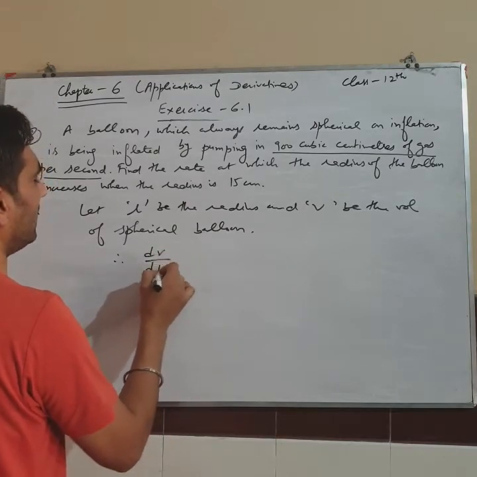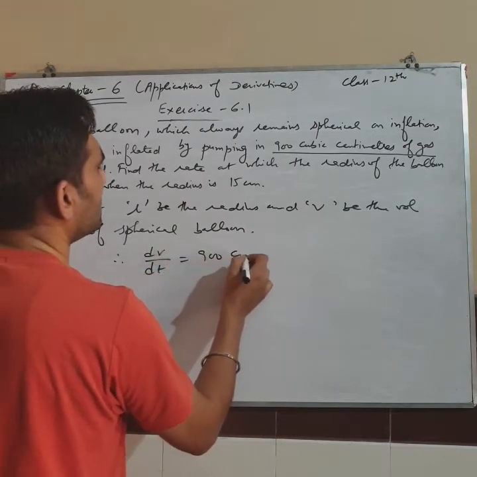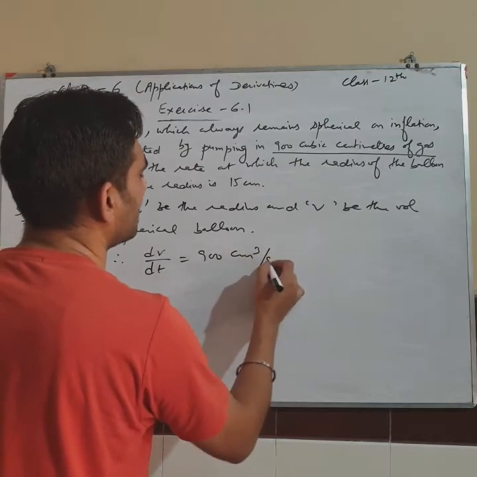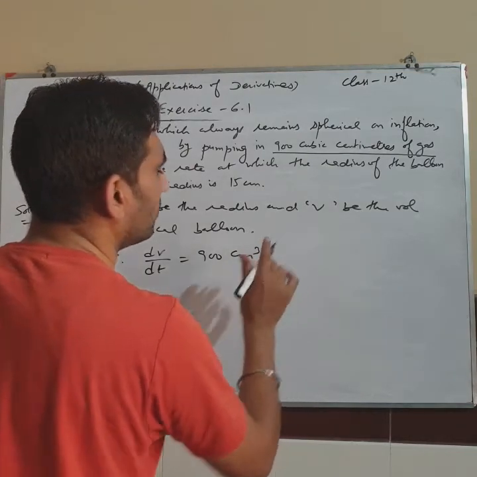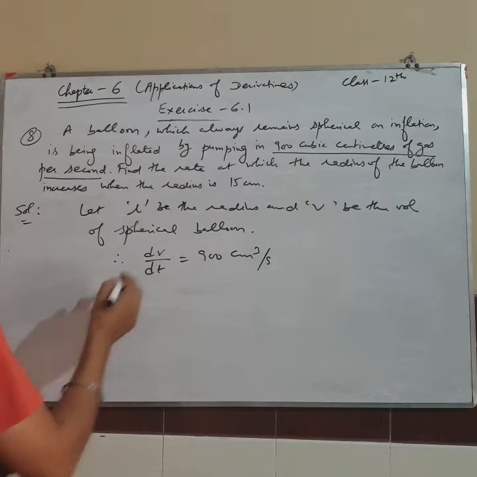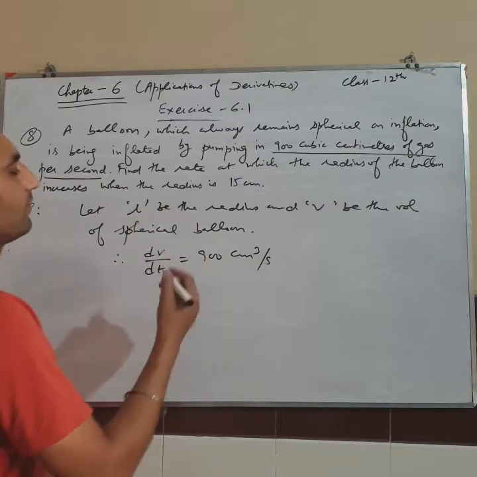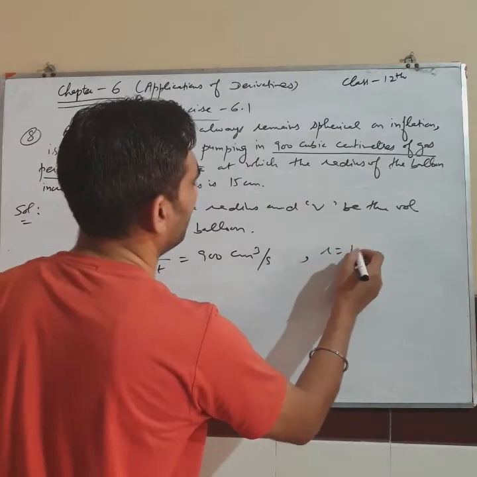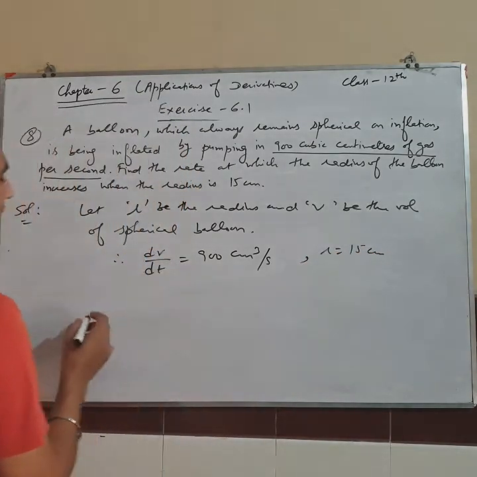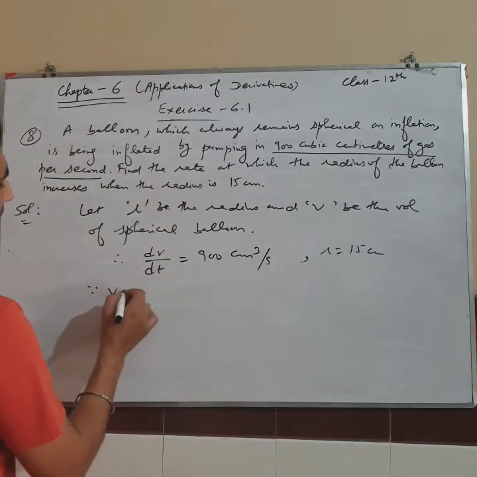dV over dt is 900 centimeter cube per second, or you can mark only s. Now what you need? You have to find the rate of change of its radius when radius is 15. So what is the radius given? 15 centimeter.